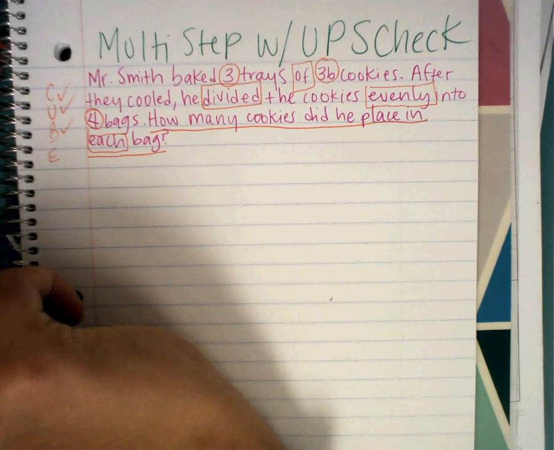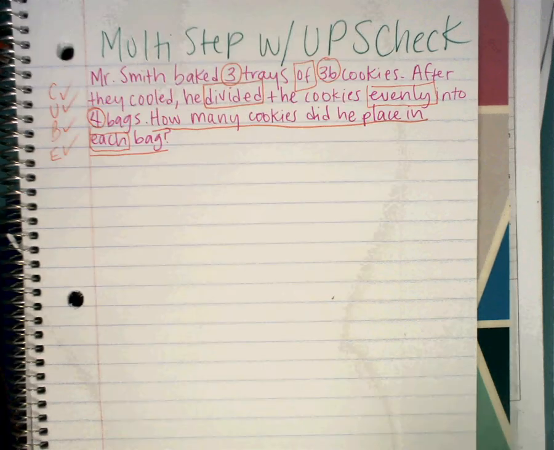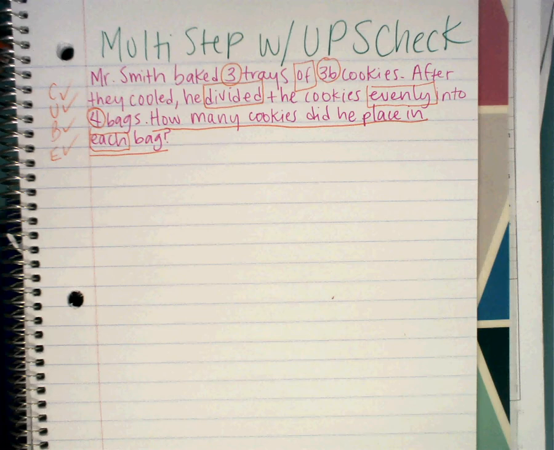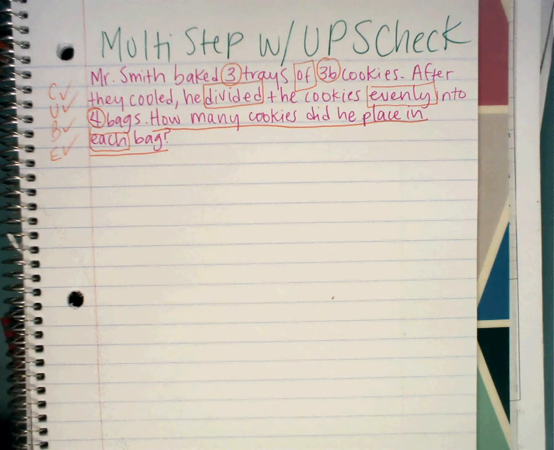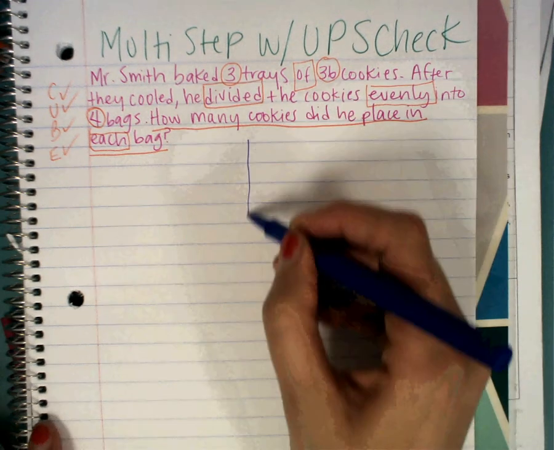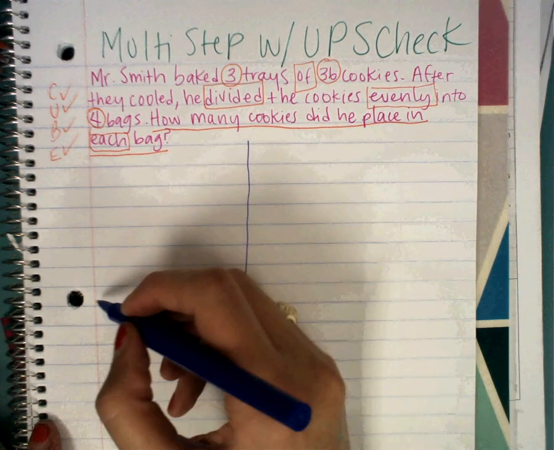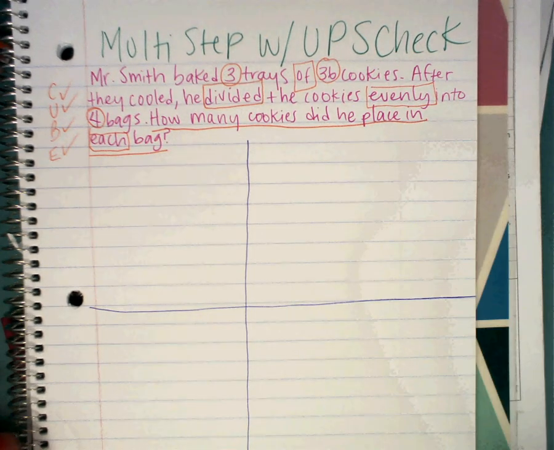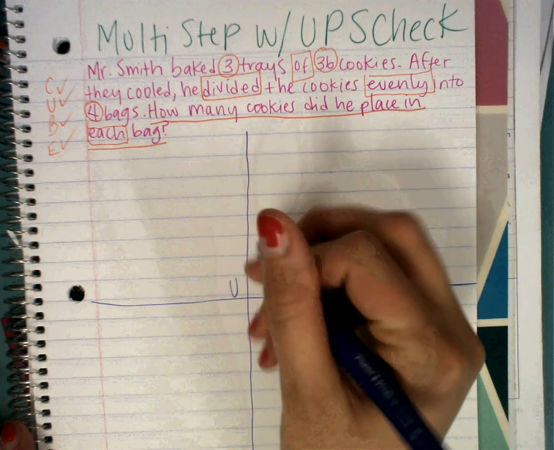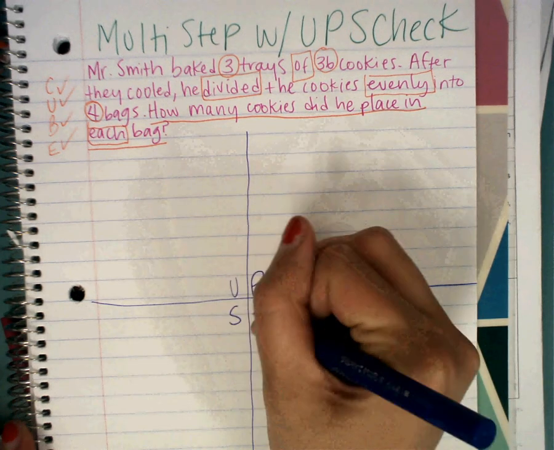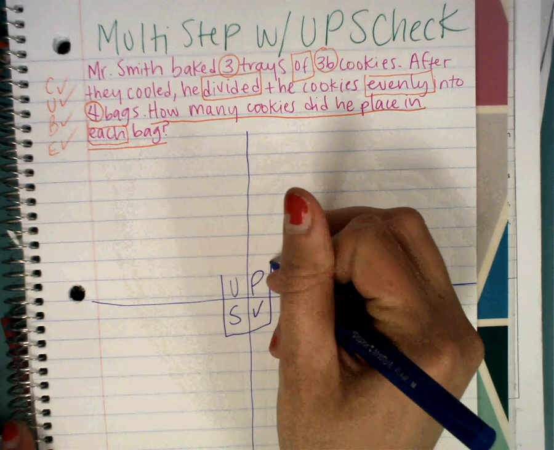Negative. Okay, so we're going to divide our page into 4 sections. We're just going to do a CUBES check here. So the first, I'm going to do a CUBES check. A lot of you like to put that box around it to keep it out of the way. That's cool with me.